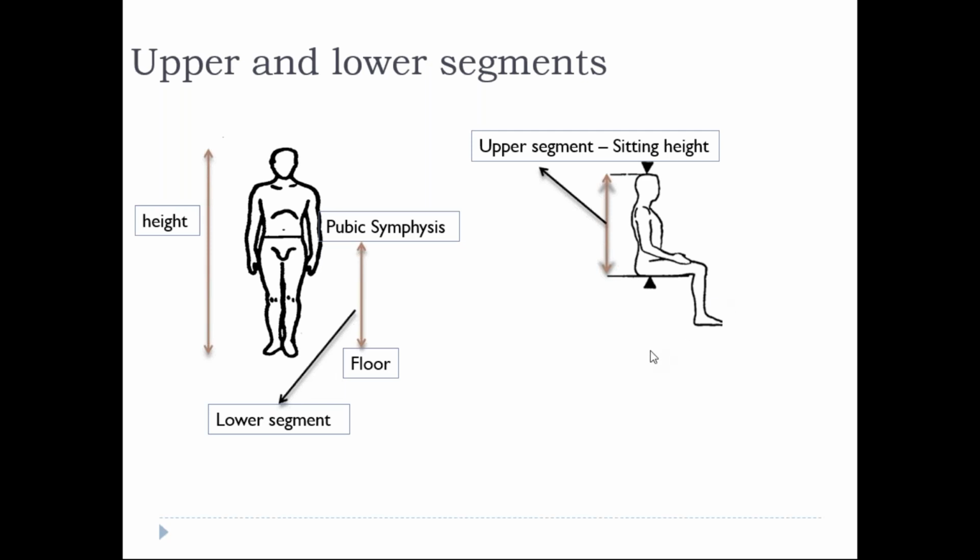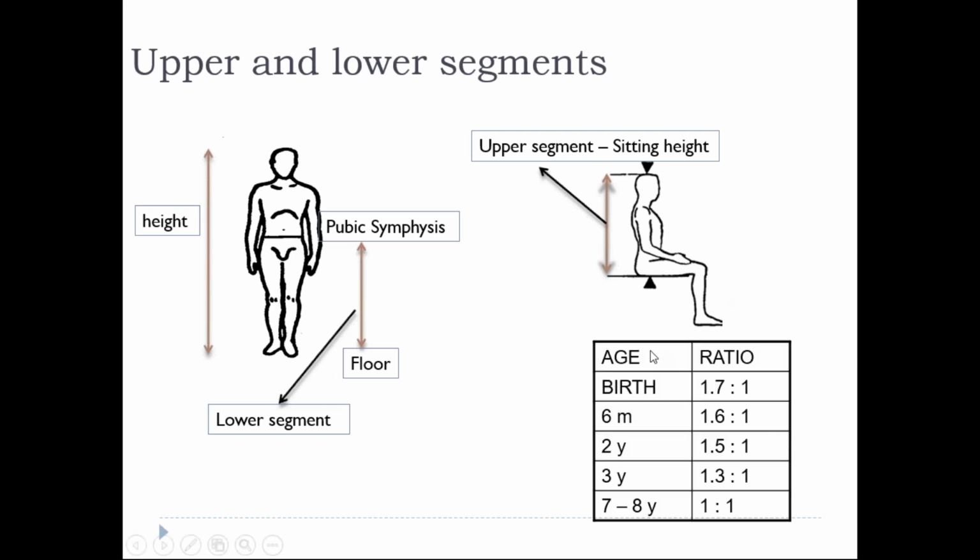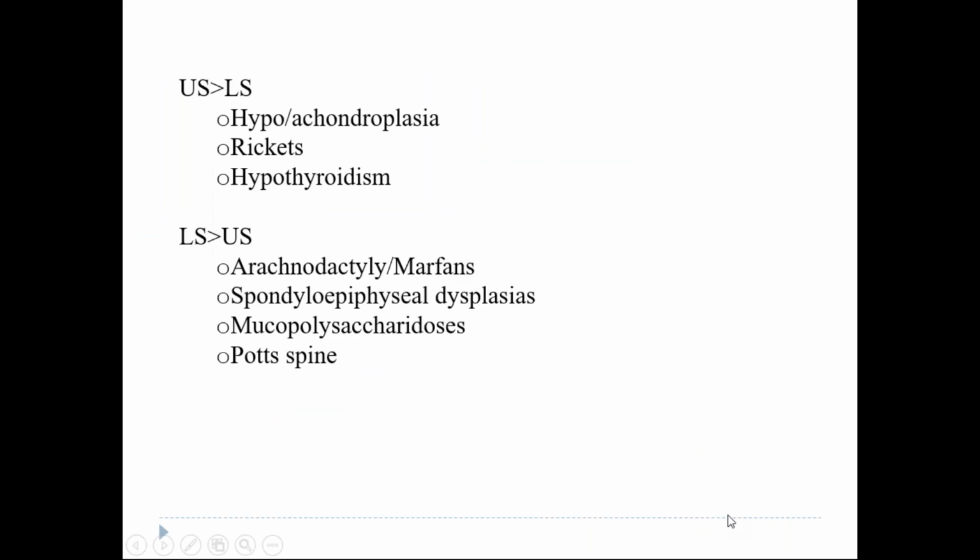Okay, so we'll move further. This is the normal upper segment to lower segment ratio. I won't go into the details. This is just theory. We know that at birth it is 1.7 and gradually by 7 to 8 years, it reaches the adult proportion.